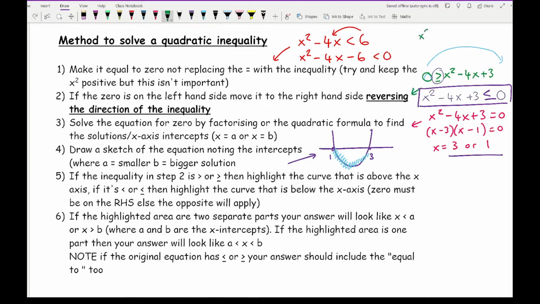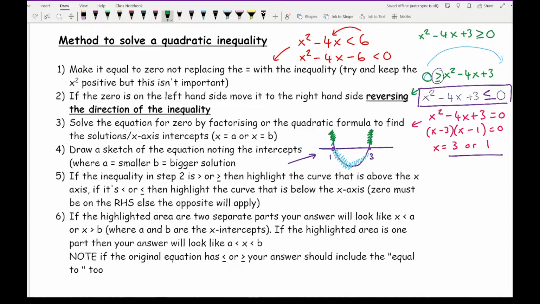So if I had x squared minus 4x plus 3 greater or equal to 0, then I'd be looking at the parts of the curve that are above the x-axis, the horizontal line. So I'd be looking for those green bits there. It then says if the highlighted area is two separate bits, your answer will look like this.